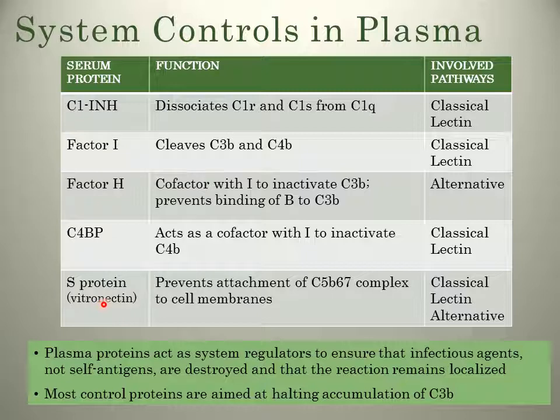And now that you know a little bit about these various components and how this whole thing works, you can read through this carefully and kind of plug these things in and see how they affect the different pathways. It does seem, though, that in the end, most of these control proteins are ultimately aimed at halting the accumulation of C3b.